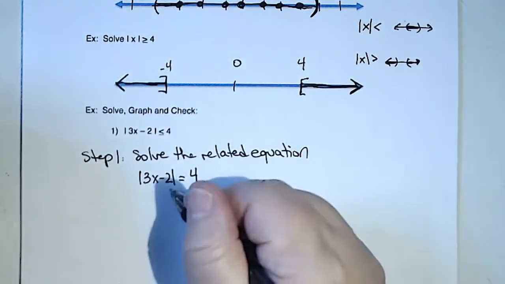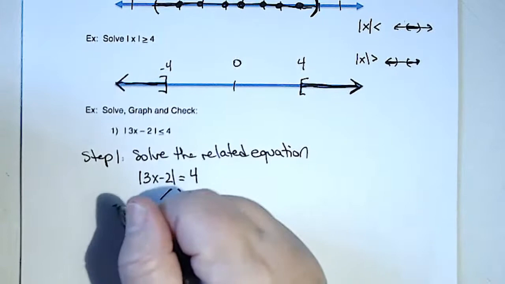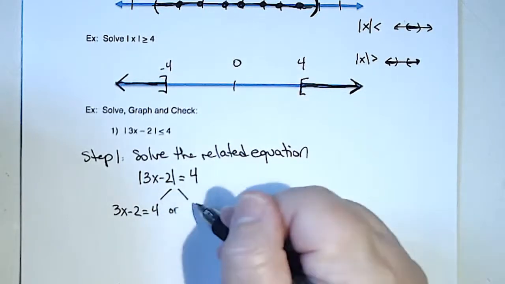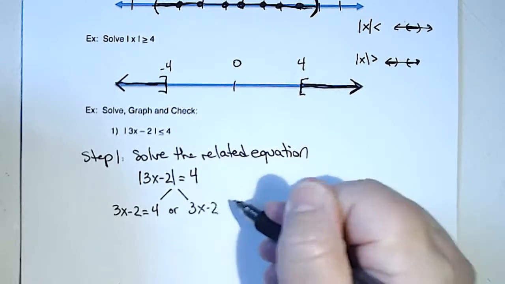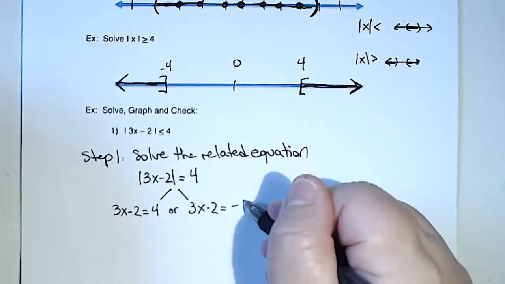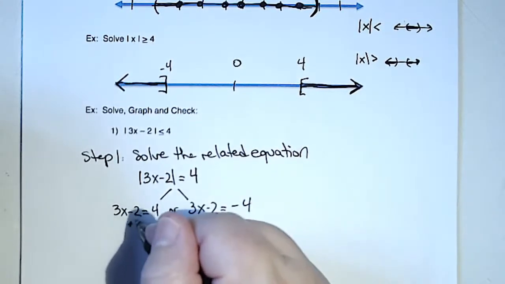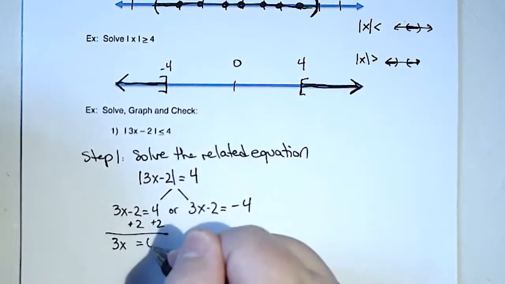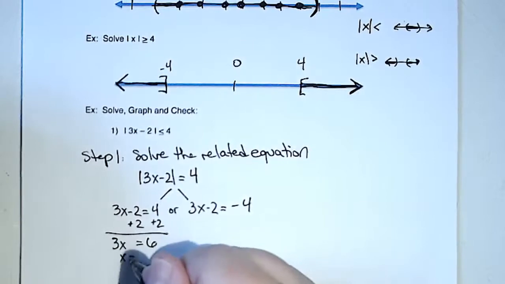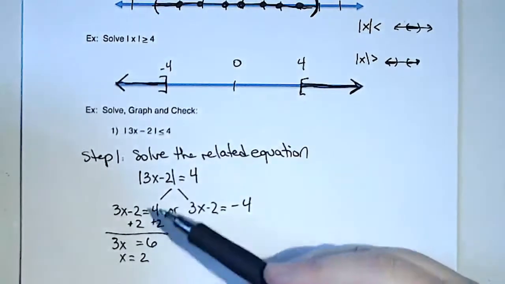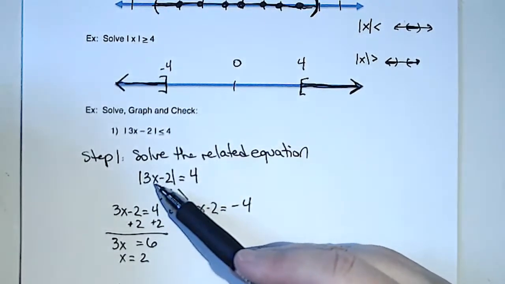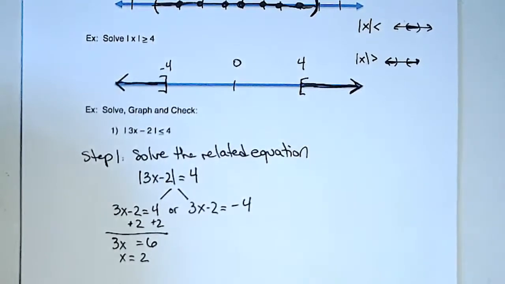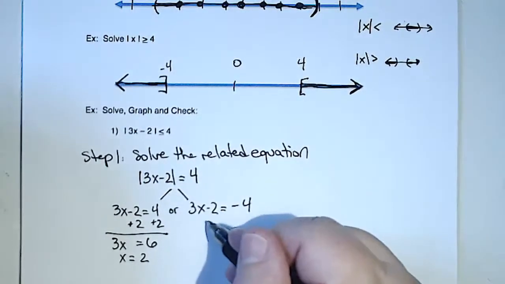Okay, so we solve 2 pieces. 3x minus 2 equals 4, or 3x minus 2 equals -4. Add 2, add 2. 3x equals 6, so x equals 2. So if I plug in 2, I get 3 times 2 is 6, minus 2 is 4. Absolute value of that is 4. Easy peasy. Okay, so let's come over here.